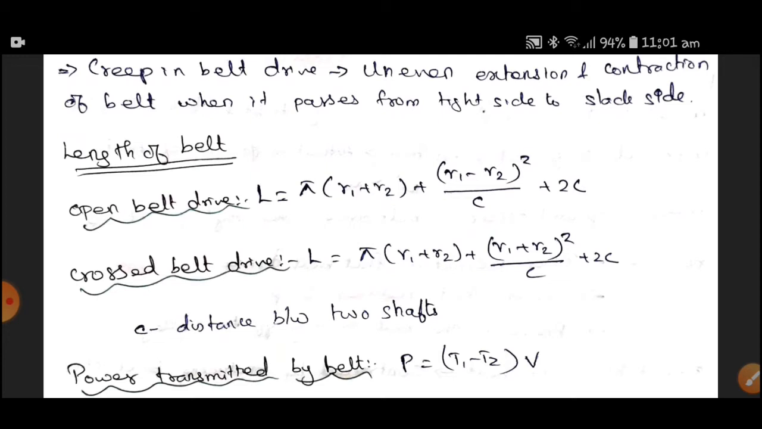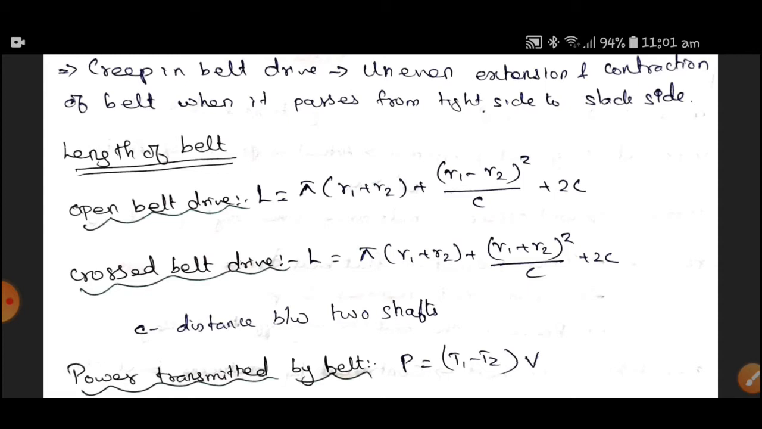If it is an open belt drive, L is equal to pi into (R1 plus R2) plus (R1 minus R2) the whole square divided by C, plus 2C. Here L is the length of the belt, R1 is the radius of the driver pulley, R2 is the radius of the driven pulley, and C is the center distance between the driver and driven shaft.